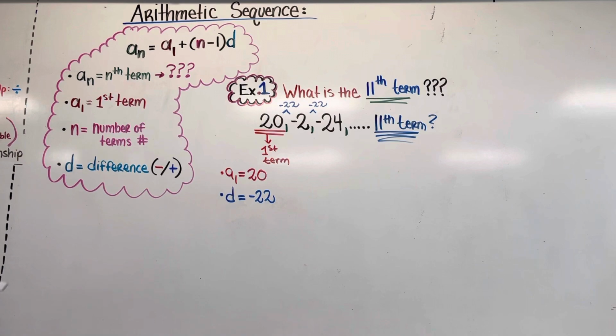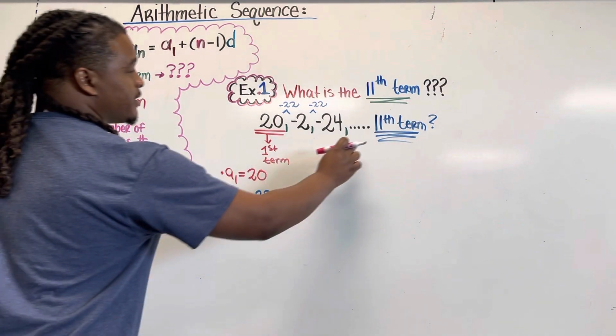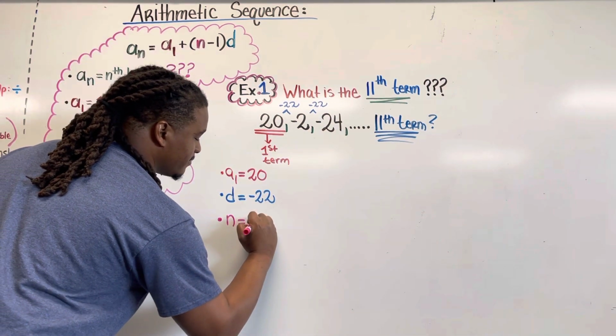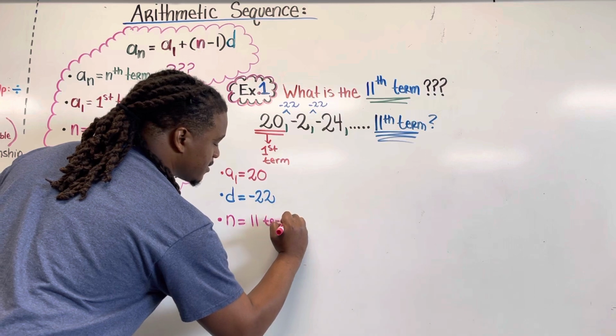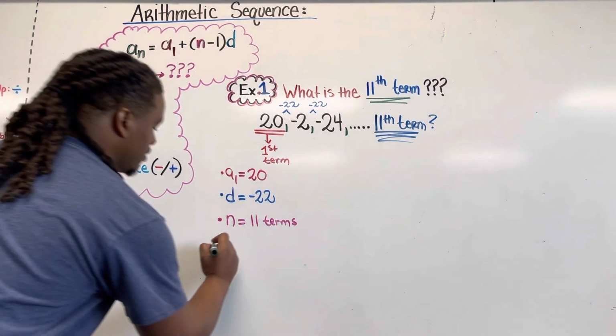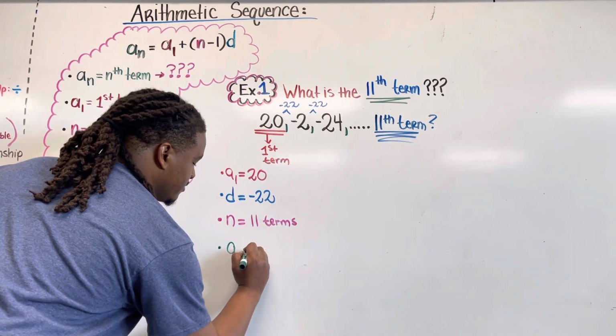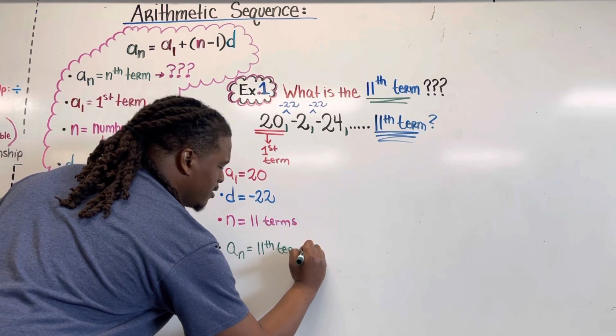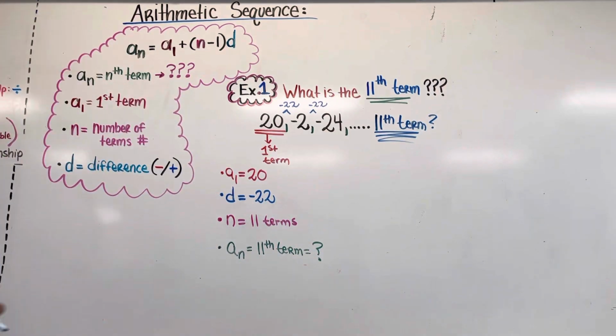All right, n is, remember, the number of terms. They want to find the nth term, so the number of terms will have to be 11. That's the 11th term, so it's 11 terms in total. And then, of course, a_n, which is the 11th term, is what we're trying to solve for. We're trying to find out what the 11th term actually is.